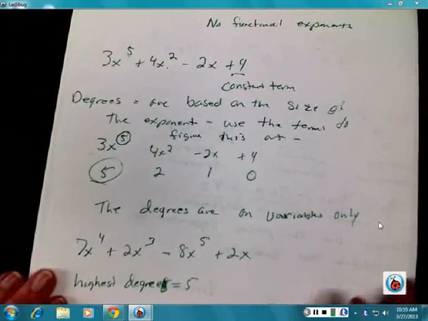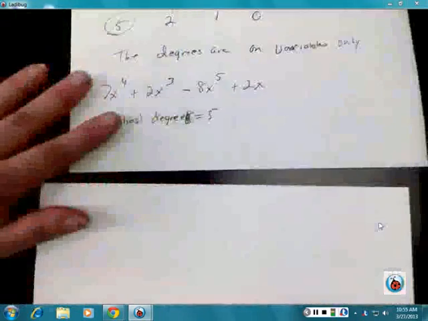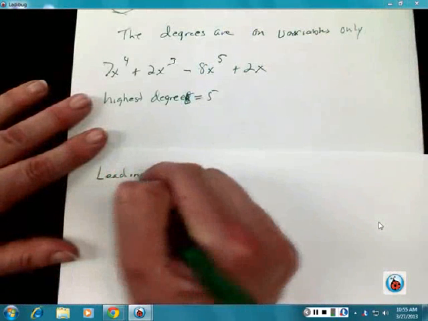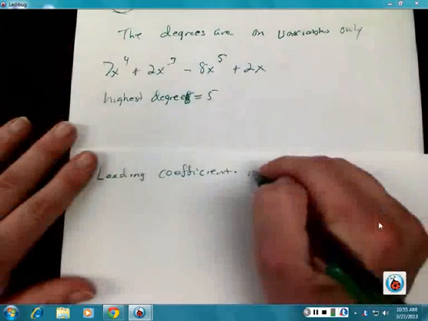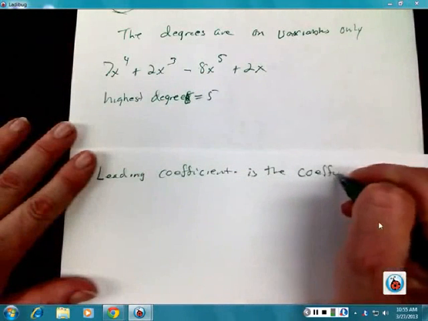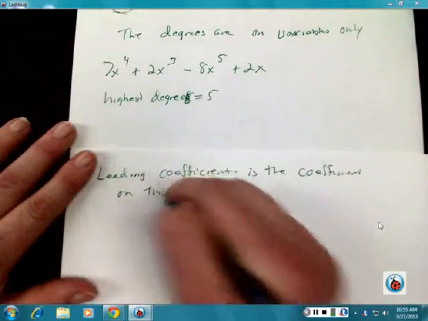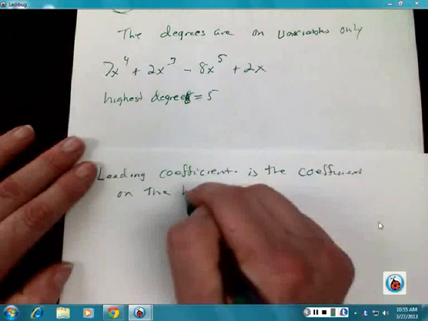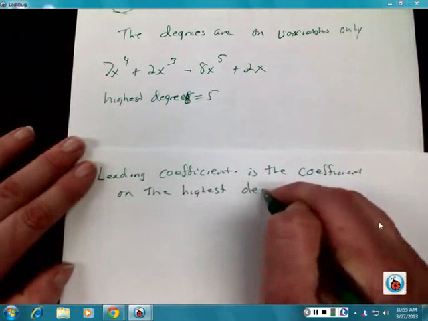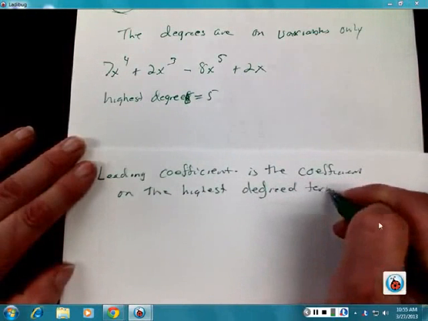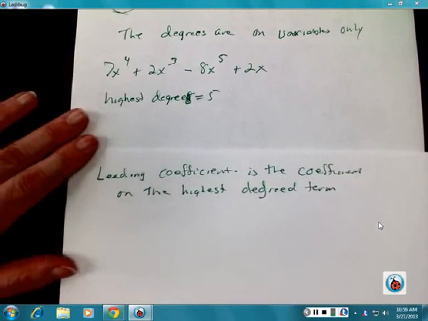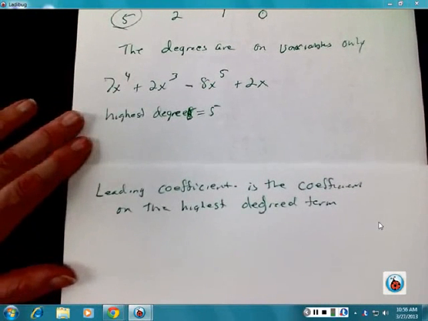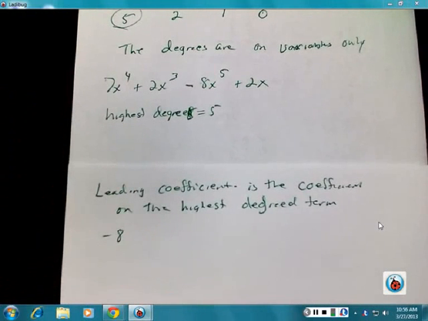Now, the leading coefficient. The leading coefficient is the coefficient, meaning the number, on the highest degree term. So, what would be my leading coefficient? It would be negative 8. So my highest degree term gives my leading coefficient.